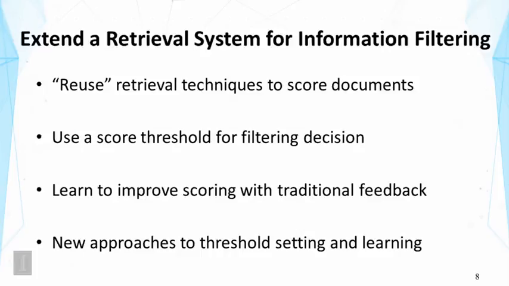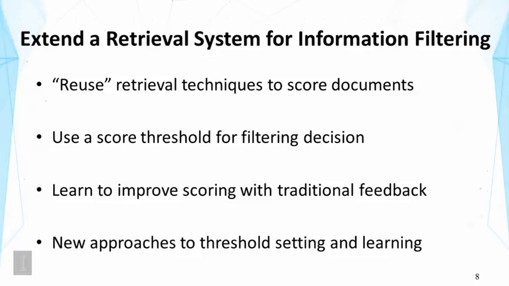There are many different approaches. Here, we're going to talk about how to extend a retrieval system, a search engine, for information filtering. Again, here's why we've spent a lot of time to talk about the search engines, because it's actually not very hard to extend a search engine for information filtering. So here's the basic idea for extending a retrieval system for information filtering. First, we can use a lot of retrieval techniques to do scoring, right? So we know how to score documents against queries, etc. We can measure the similarity between a profile text description and a document. And then we can use a score threshold for the filtering decision.